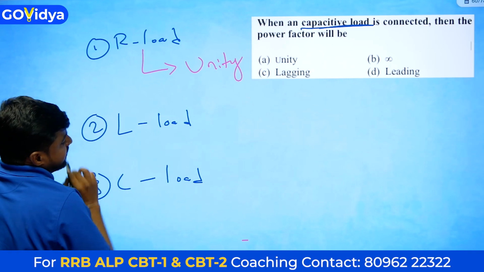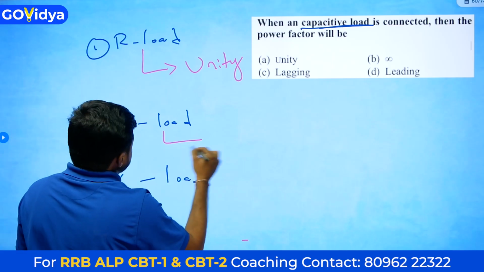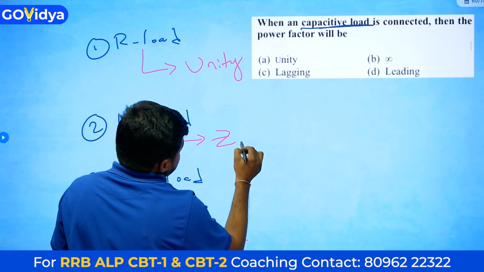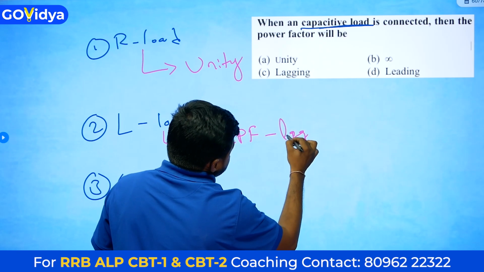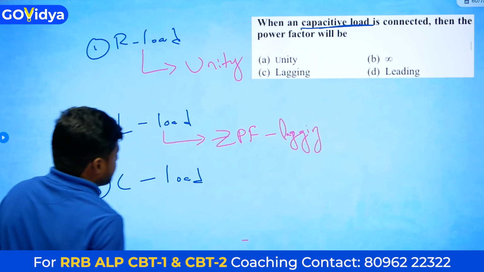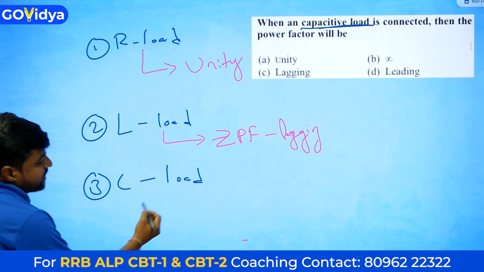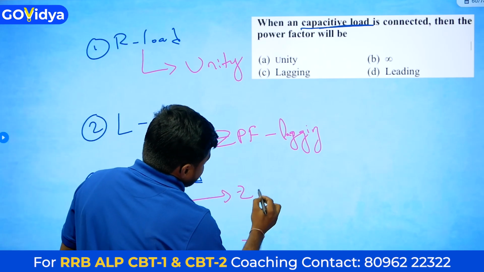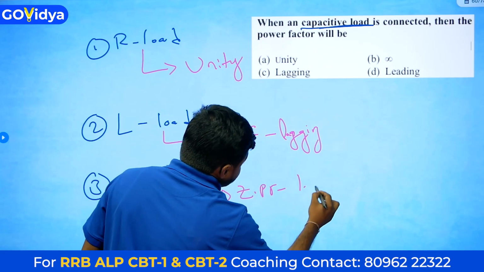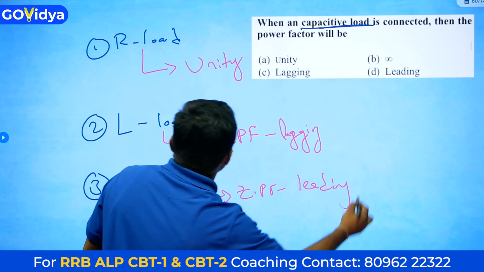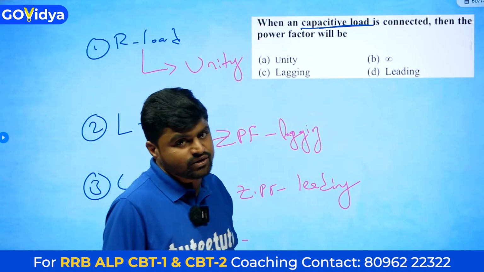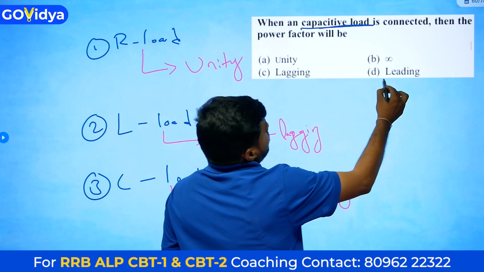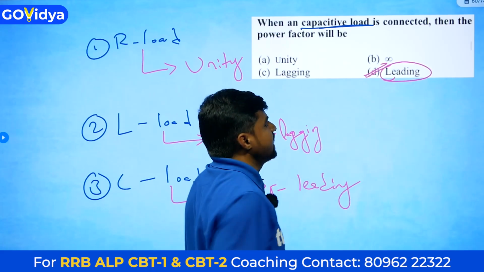For pure inductive load, the power factor is ZPF, zero power factor, lagging power factor. For capacitive load, it is zero power factor, leading power factor. In the question they are asking for capacitive load, so there will be a leading power factor. Option D is the correct answer.